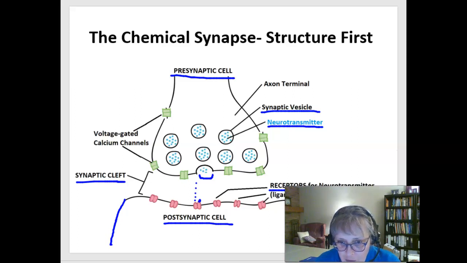Often these receptors are ion channels. They open when they bind to a neurotransmitter. We say that they are ligand gated or chemically gated.